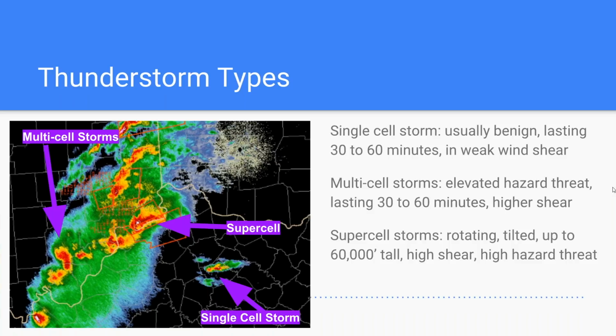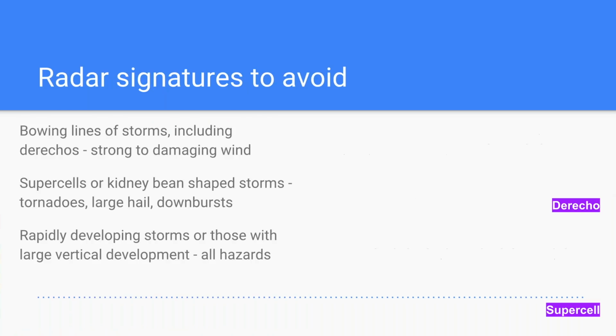And then we have the bad boys, supercell thunderstorms that are typically rotating. They're typically tilted, indicating they're in a higher shear environment. That's also a high hazard environment. These are the thunderstorms that typically bounce all the way up to the top of the troposphere and try to extend into the stratosphere with overshooting tops going all the way up to 50, 55, or 60,000 feet. You'll want to avoid those.